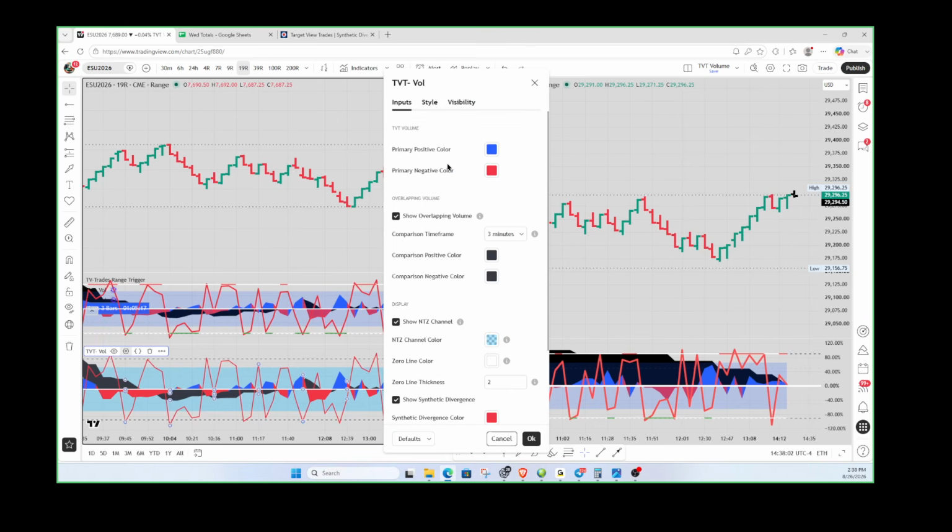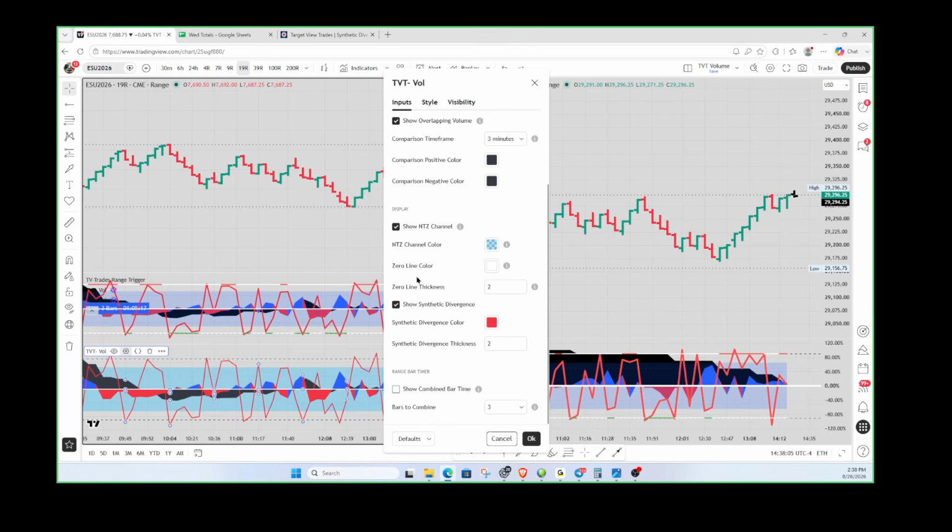Now the new version, on the input side, you have a lot of things in there that you can mess around with. One is a synthetic divergence. That's the red line right there. Okay, you want to show your synthetic divergence in there. The no trade zone channel, that's the blue area in the background. You can change it to be whatever color you want, but that's all preset for you.